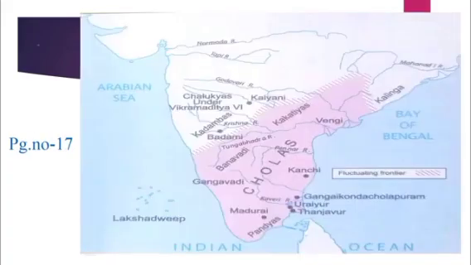Then students take page number 17. Here we can see those areas marked in the light pink color shows the areas under the control of Cholas like Kanji, Gangaikonda Cholapuram, Urayur and Tanjavur. So students, I hope you are clear with this map skill.